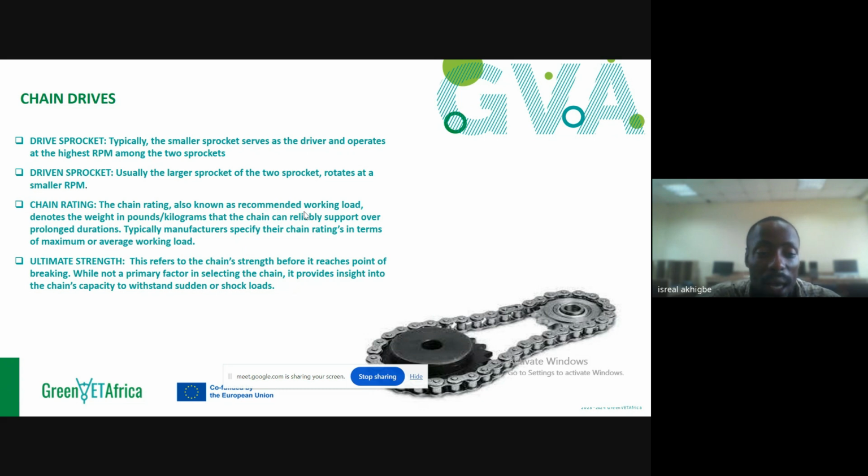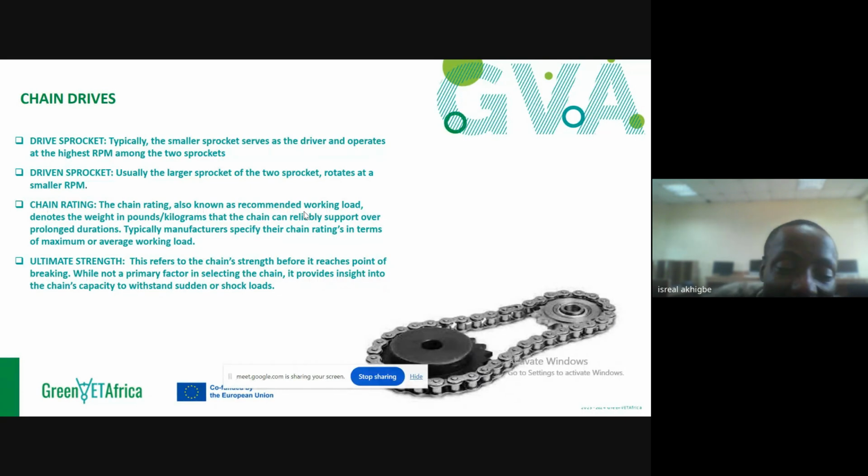So if you are going to be using a chain and sprocket drive system, if you don't know what the chain rating is, sometimes you can put an excessive working load on it, and as a result, what can happen? In the course of trying to transmit motion, the chain can break. And I see that some people are carrying out operations in the waste recycling plant, and what happened? Chain breakage, because they've exceeded the chain rating. That's the working load. It denotes the weight in pounds or kilograms that the chain can reliably support over a prolonged duration.